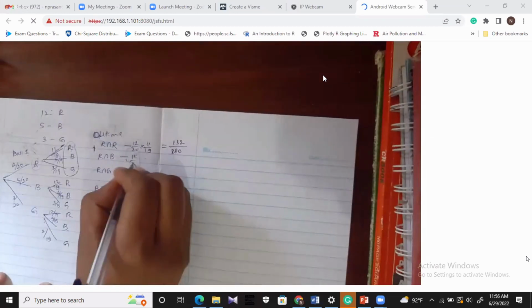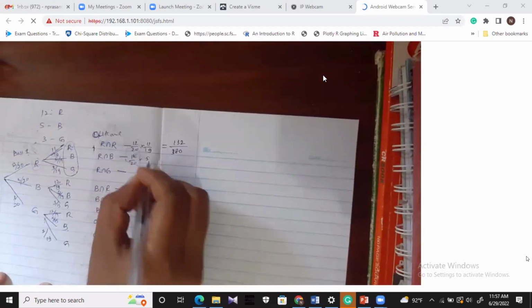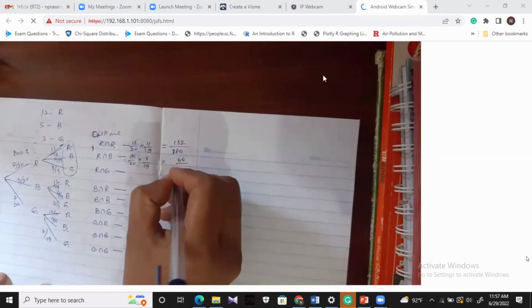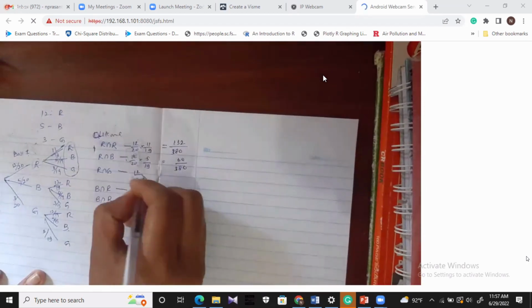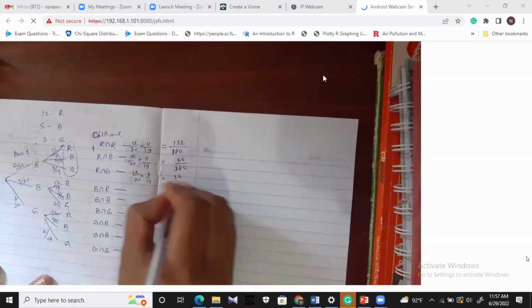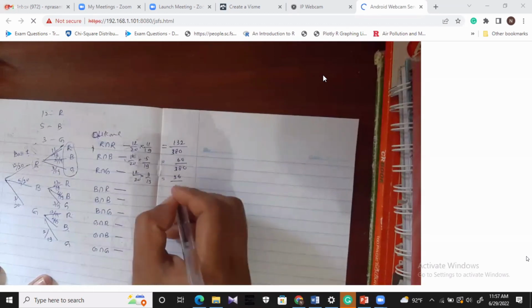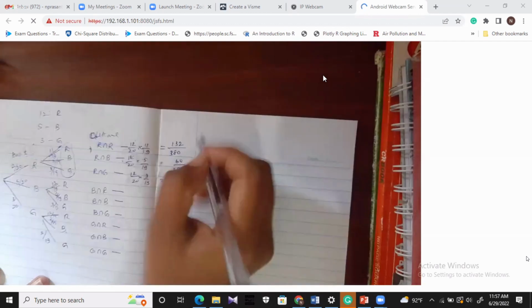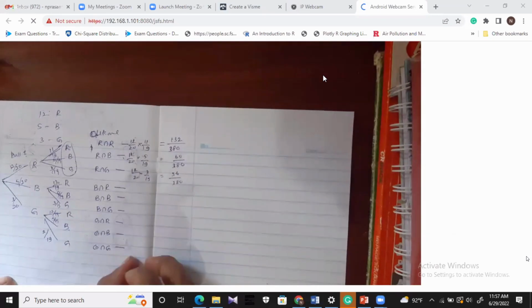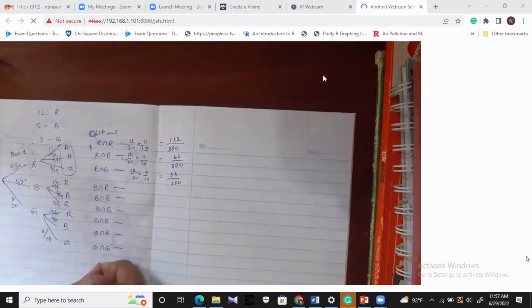12 upon 20 times 5 upon 19, that is 60 over 380. 12 over 20 times 3 over 19, that is equal to 36 over 380. If you want, you can simplify these probabilities further. Anyway, you have to write all the probabilities for each and every outcome.